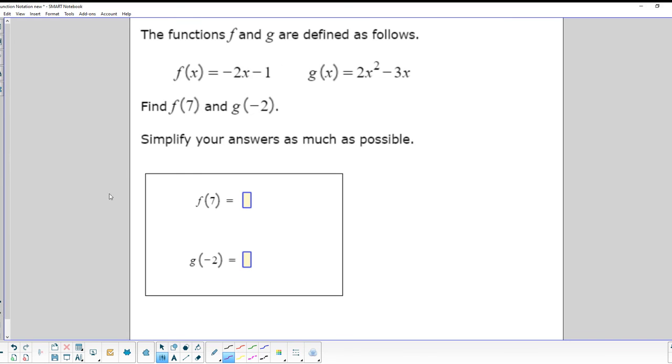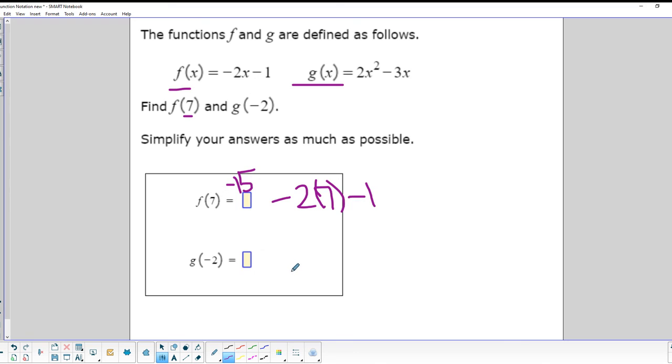Okay, now on ALEKS, you're going to see some problems like this. You're going to be given a couple of different functions, f of x and g of x, and it will give you a value for x to plug into the f function. So that would just be -2 times 7 minus 1. And -2 times 7 is -14, and -14 minus 1 would be -15.